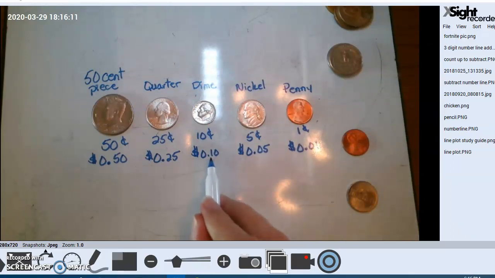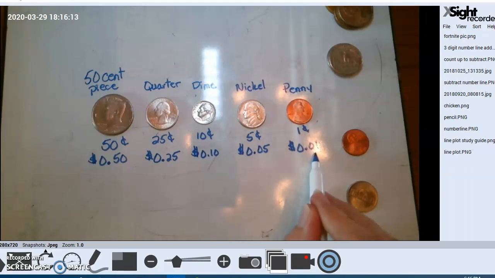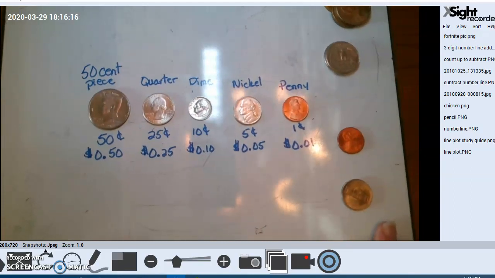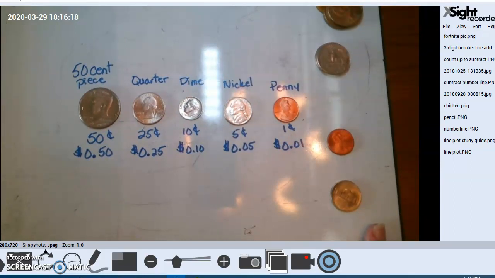If I wrote it like this, it's a dime. If I write it like this, it's a penny. And the value is different. I see there's a little glare there. It's hard for you to see.